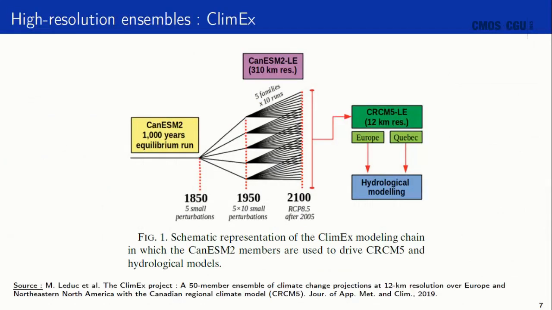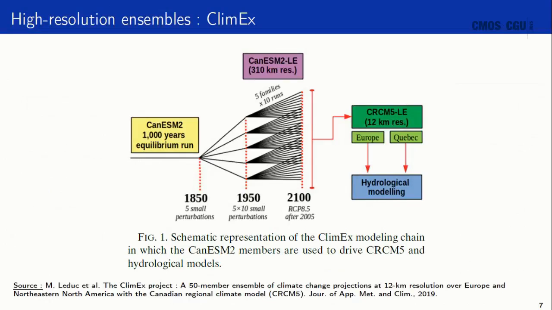But we also need high-resolution data, like it was mentioned in the previous talk, to develop those local adaptation measures. And I'm going to be working with an ensemble. We need an ensemble in order to take into account several sources of uncertainty. So this is the CLIMAX project. It relies on a large ensemble (LE) of the Canadian global model, which has a resolution of 310 kilometers, and there are 50 members. These are dynamically downscaled with the Canadian regional model at the resolution of 12 kilometers, focusing on 2 regions, Europe and Quebec.